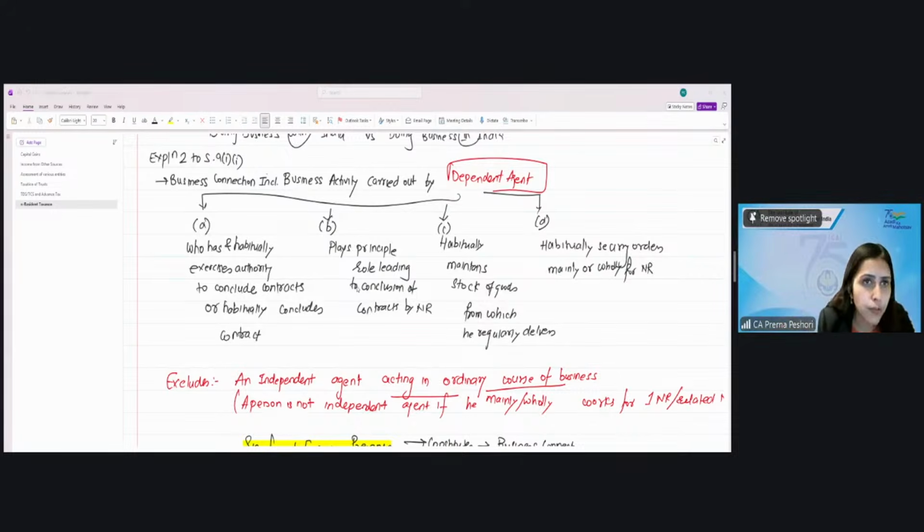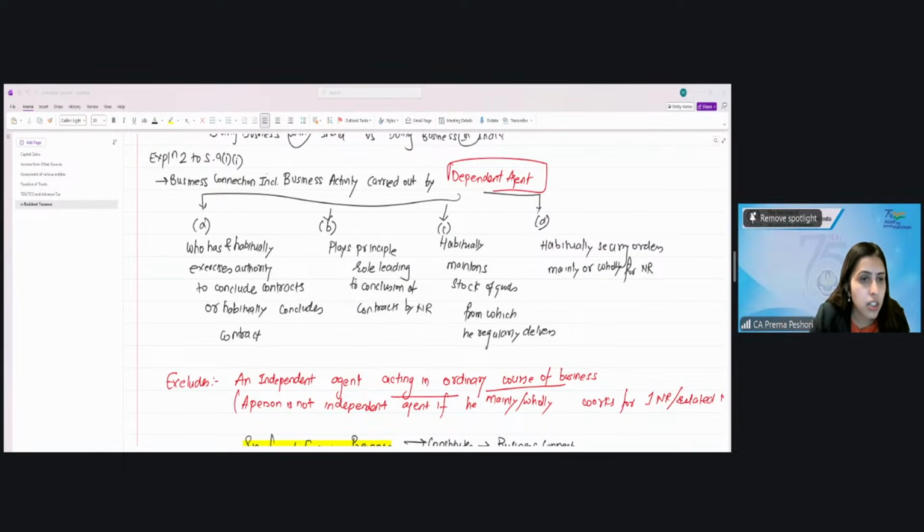Business connection otherwise is not defined. It includes any sort of business activity where you are having a regular engagement in India, an organized activity carried out in India. Okay, that is the business connection. Or he habitually maintains a stock of goods from which this agent delivers on behalf of the non-resident. Or he habitually secures orders mainly or wholly for that non-resident, or even for any other non-resident who is a related party to that non-resident for whom he has been working.